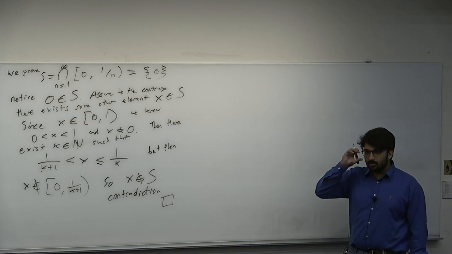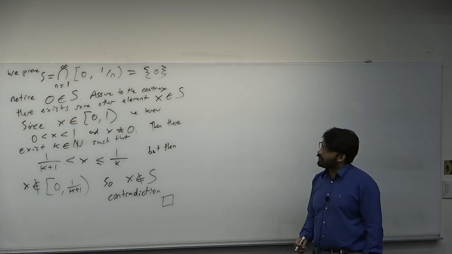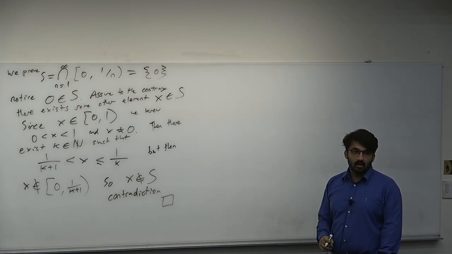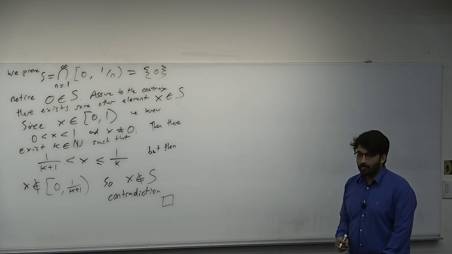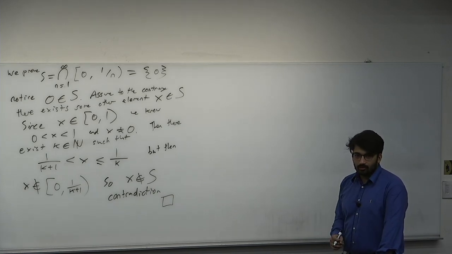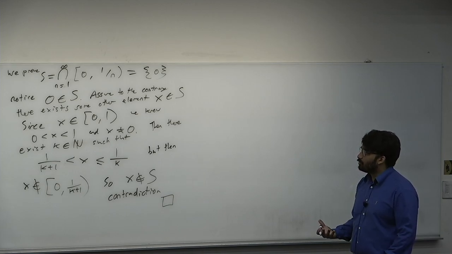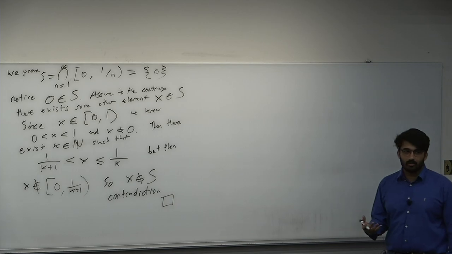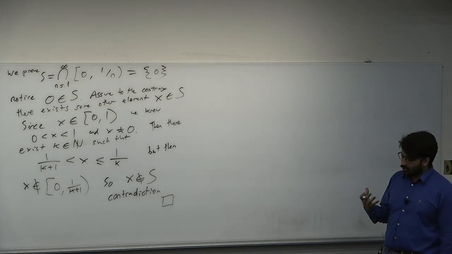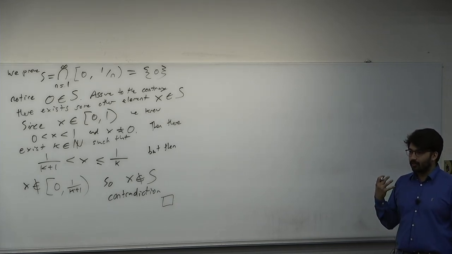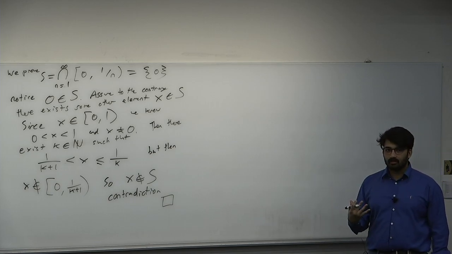So not only do we know zero is an element of this infinite intersection, we know that no other element is an element of this intersection. Any questions on this proof? This is not the most important thing to know, but it's just a demonstration of the power of set theory. Sets are so important that it turns out if you have sets, you don't need any other parts of mathematics.